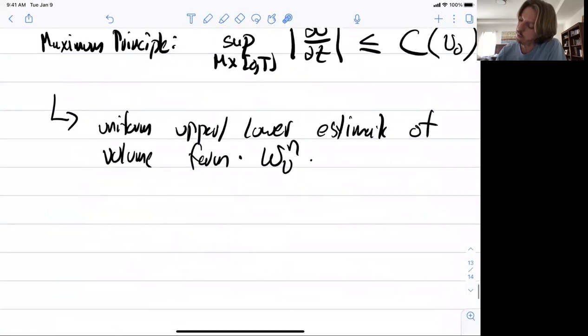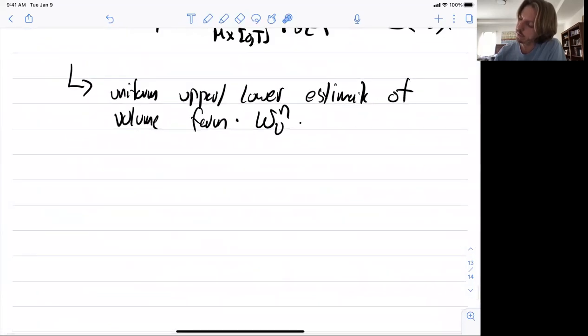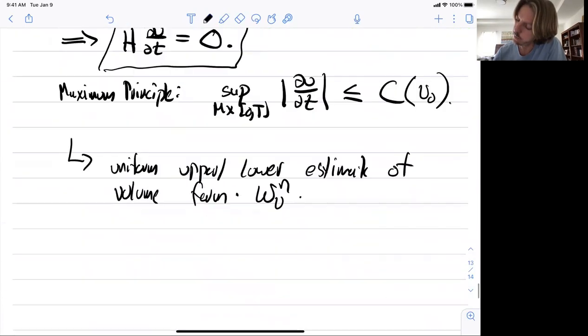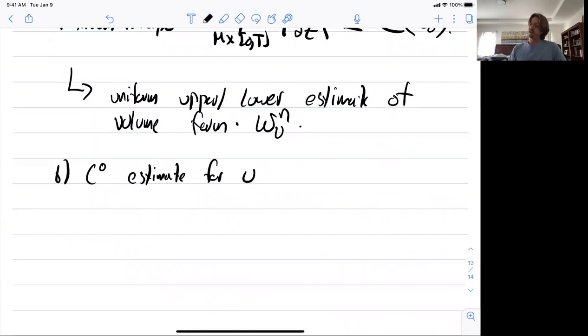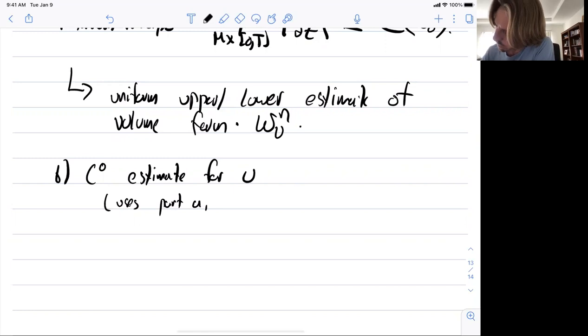Okay, so the main part that I want to skip, maybe I'll relabel this: part A was the estimate on u dot. So part B is to get the C0 estimate for u. It might seem strange why I didn't do this first, but in the parabolic approach this needs part A. But this part I am going to entirely skip. So this uses part A and Moser iteration.